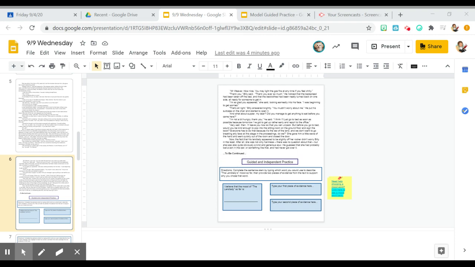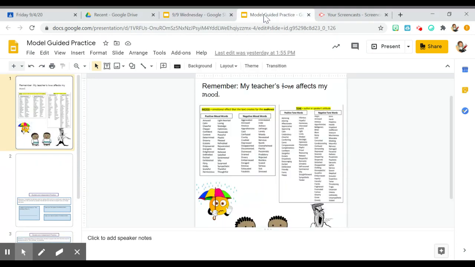Okay, so let's work on the guided and independent practice together. I'm going to use the text, The Birthday Party, to model this strategy. I'm going to think first about what happened in that text. I'm going to think about the mood first, and I'm going to go back to my tone and mood list anchor chart. I'm going to think about the mood because the mood is about me.